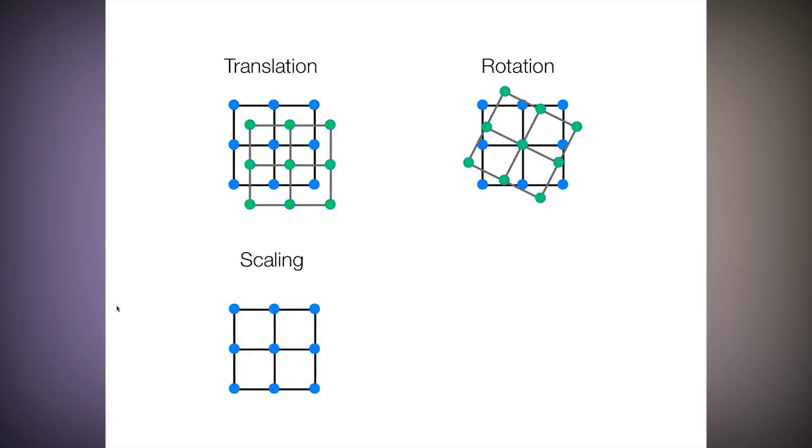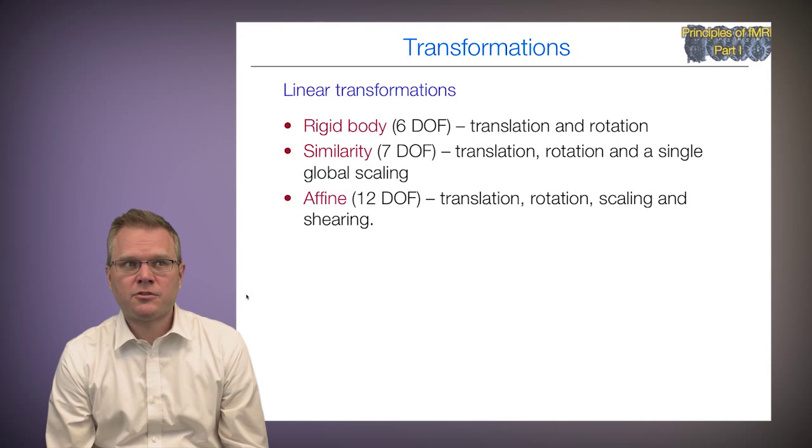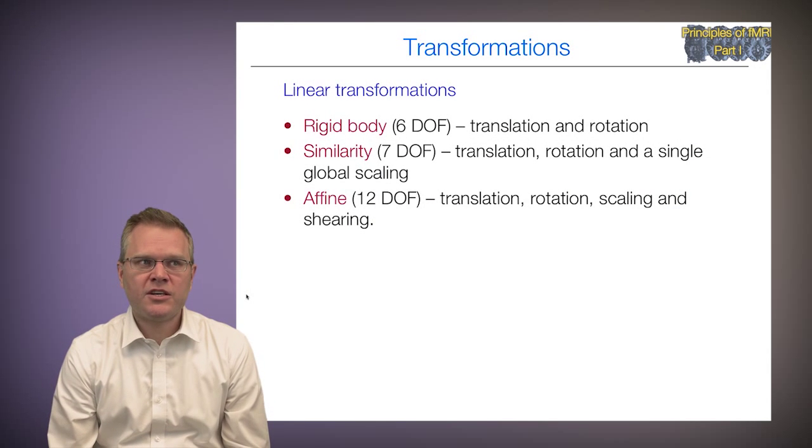Scaling is another type of transformation that we might do. We might scale the image. And shearing, we might shear the image as well. In general, these are different types of linear transformations that are often used in neuroimaging. The rigid body transformation that we use in motion correction involves 3 translations and 3 rotations.